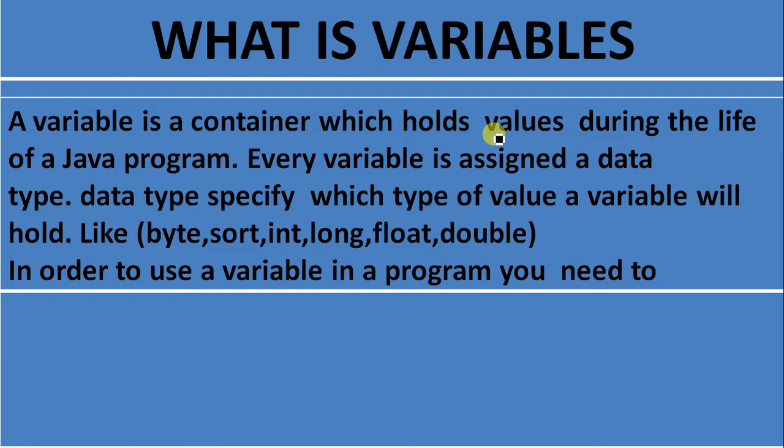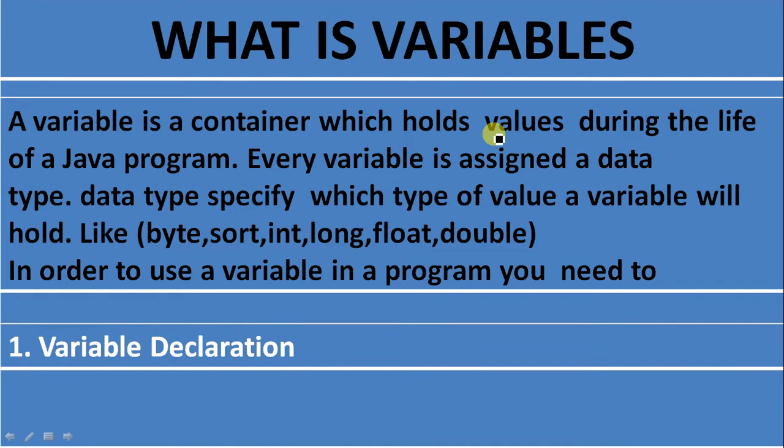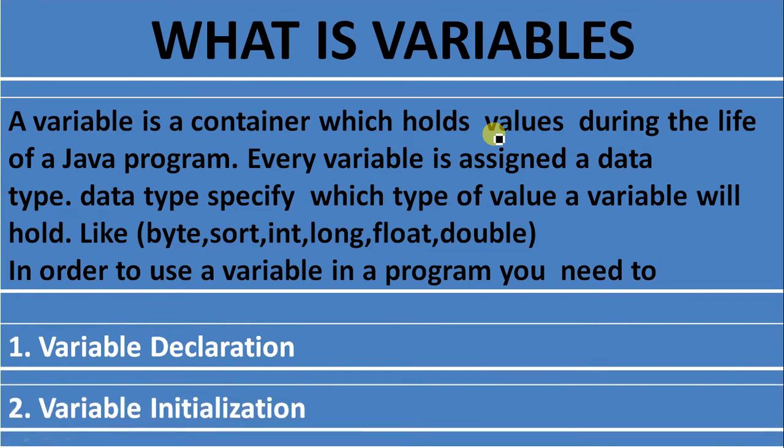In order to use a variable in a program, you need, number one, variable declaration, and number two, variable initialization. It means if you want to use a variable in your program, then first you require two things. Number one, you need to declare a variable. Second, you need to initialize the variable.